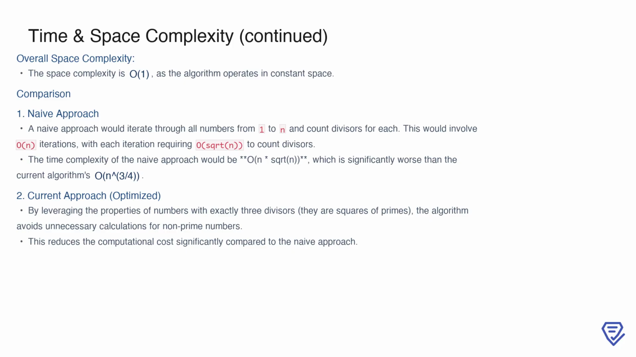In contrast, the current approach leverages the property that numbers with exactly 3 divisors are squares of primes. By focusing only on prime numbers and avoiding unnecessary calculations for non-primes, the algorithm significantly reduces computational overhead, achieving an optimized time complexity of O(n^(3/4)).